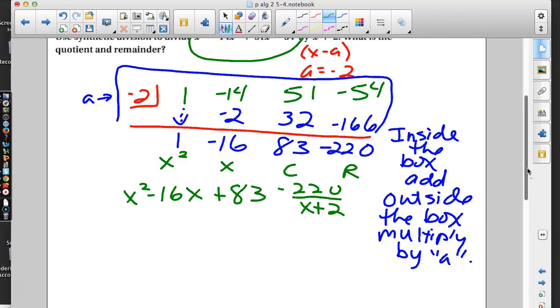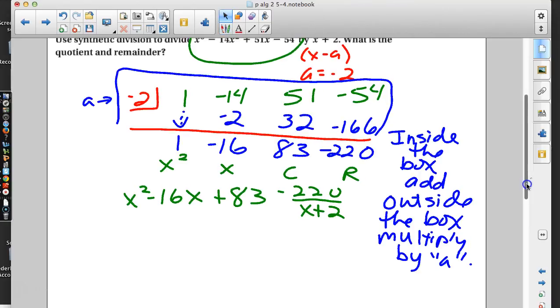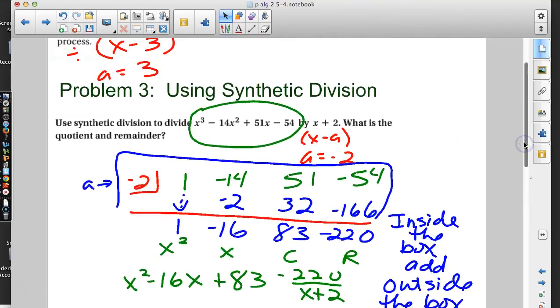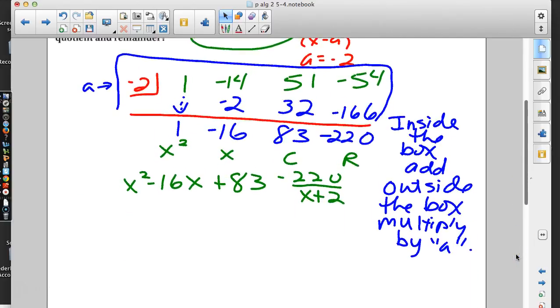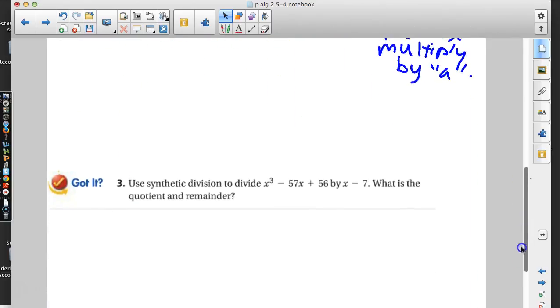Awesome. I wish we could use this for everything. We can't. If we went back to yesterday's assignment, we could use it for a lot of them because there were a lot of them that had linear factors, but not all of them. So long division is what we'd have to use for those. We need some more practice.